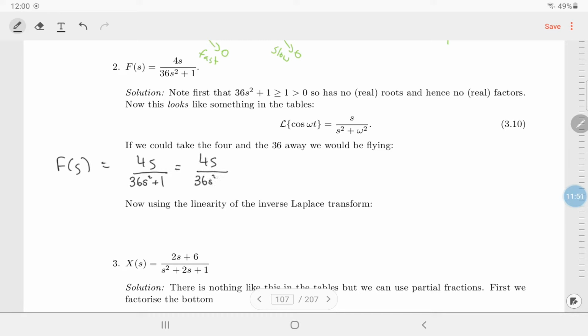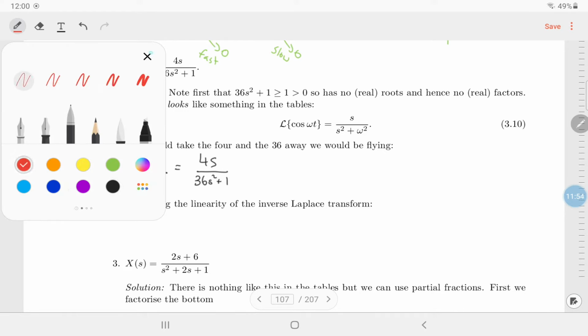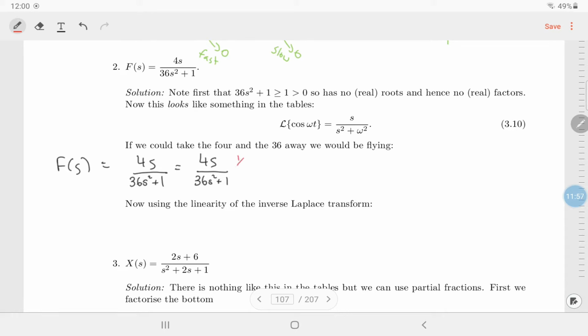So you have 36 times s squared. To undo a multiplication by 36, we need to divide by 36. So we want to multiply above and below by 1 over 36. This is probably the cleverest thing to do. Now, 4 divided by 36 is 1/9, so on top you get 1/9 times s. And on the bottom, 36 s squared times 1 over 36 gives you s squared plus 1 over 36. Okay, so that's pretty good. You can take out the constant 1/9 if you want, and you've got s over s squared plus 1 over 36.